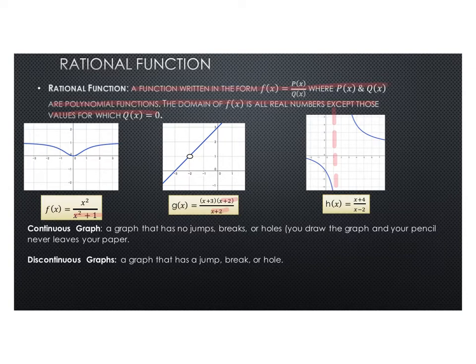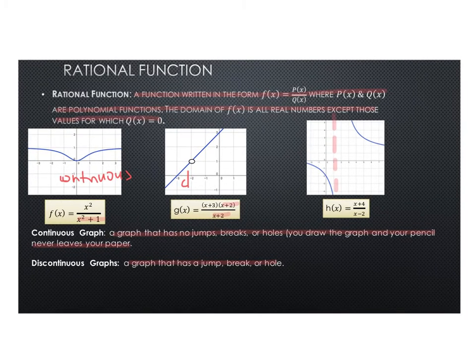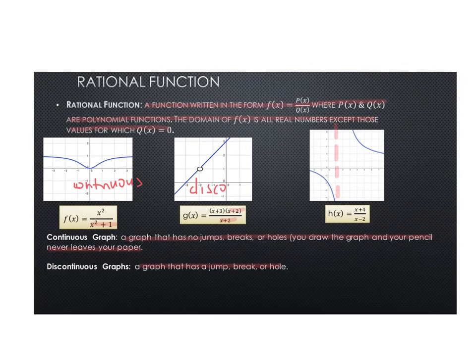A continuous graph is a graph that has no jumps, breaks, or holes. In other words, you draw the graph and your pencil never leaves the paper. A discontinuous graph is a graph that has a jump, a break, or a hole. So in our examples, the first one is continuous. The middle one is discontinuous because it has a hole. And the third one is also discontinuous because it has a break.